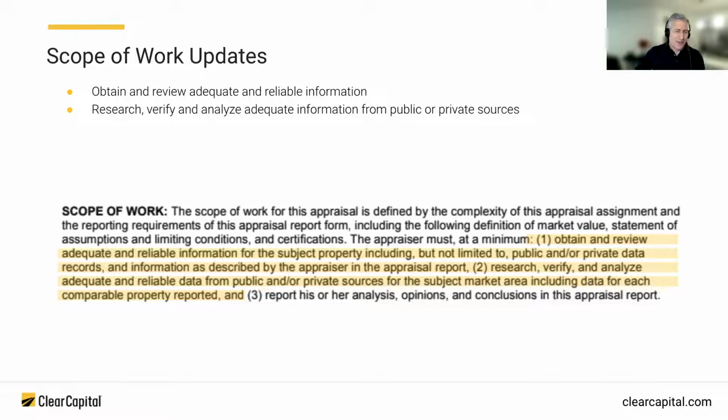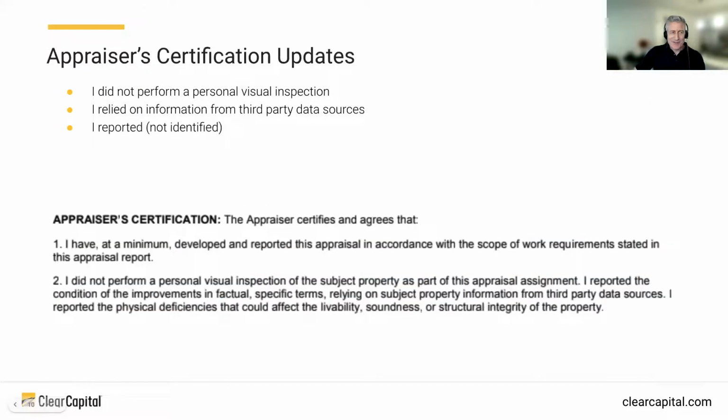But for example, in the scope of work, the scope of work has been changed to indicate that the appraiser has obtained and is reviewing adequate and reliable information and is researching, verifying, and analyzing adequate information from public or private sources. And so we've included the option to include a few more sources to encompass products like the desktop data collection that Clear Capital will be providing. Let's go ahead and move on to the next one if we could.